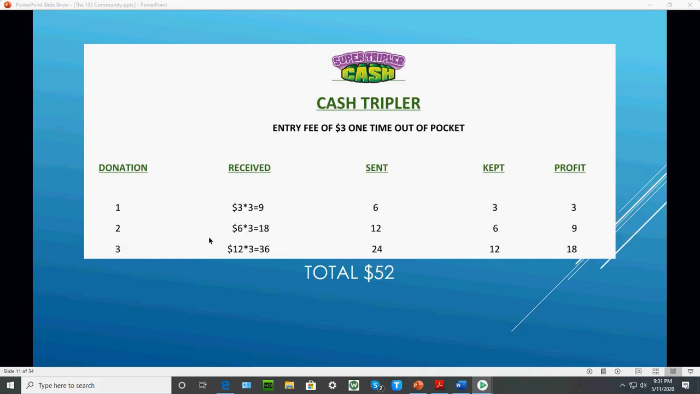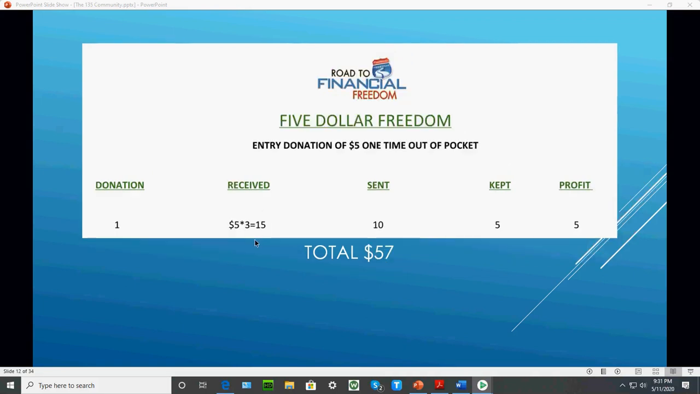So now the 3rd donation day in the cash tripler becomes the 1st donation day in the $5 freedom. So now the three people are going to donate to you $5 each in the $5 freedom. That's $15 that you take in. You're going to take $10 of that, donate that to your inviter. You're going to keep $5 for yourself. Now you got your $5 back that you previously donated. That's $57 that you've accumulated to this point.